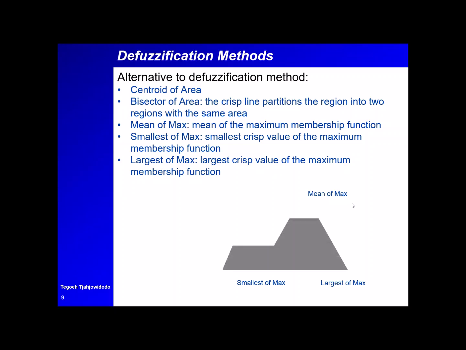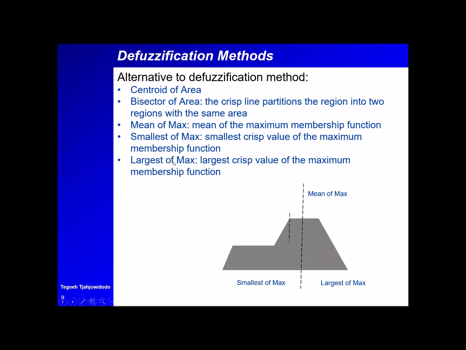You can also use mean of max. So if you have this fuzzy variable again as the output of your restaurant quality, if you are using mean of max, you just take the mean value of the maximum portion. So the maximum portion is here. This is the highest value. You just take the middle of it, and the value represented by this line is our defuzzified variable, the crisp variable of the output.